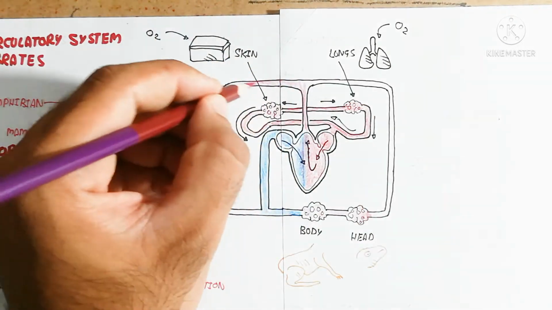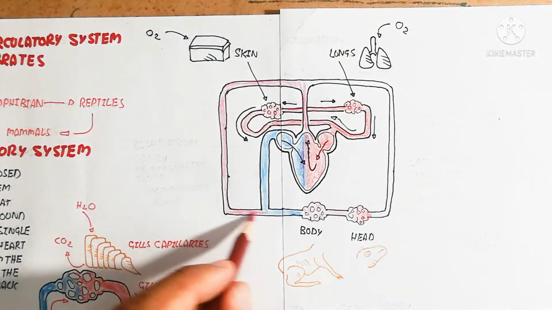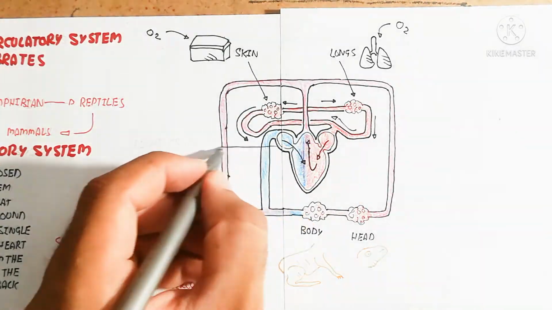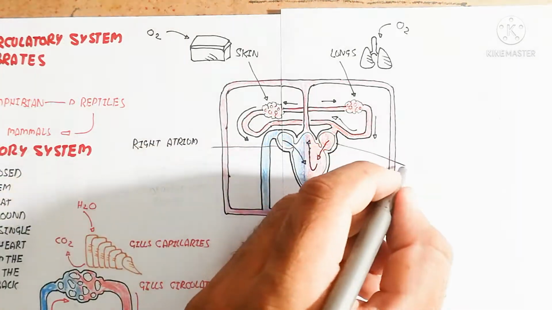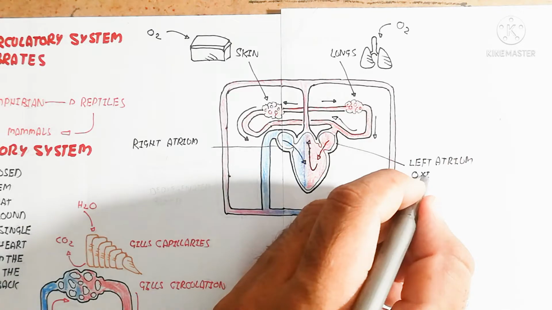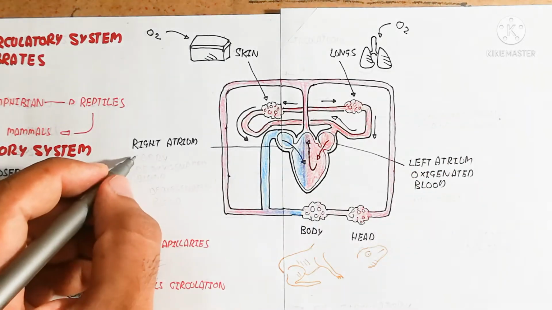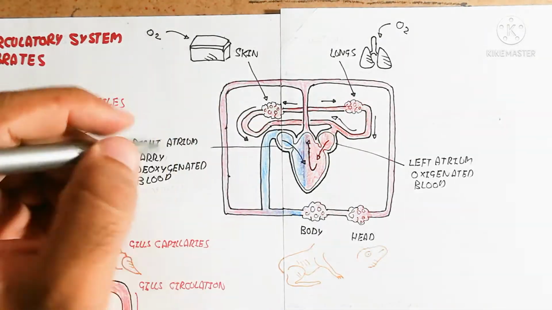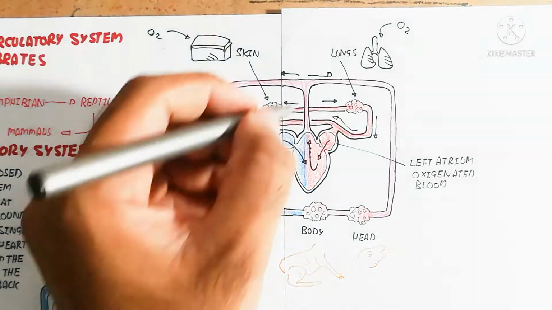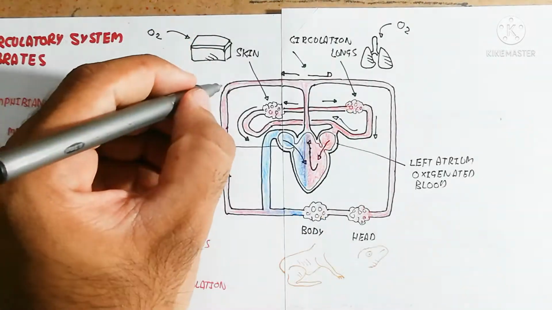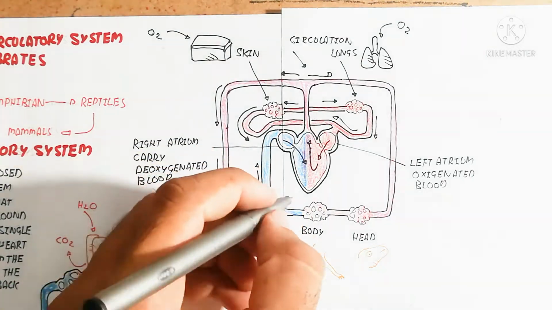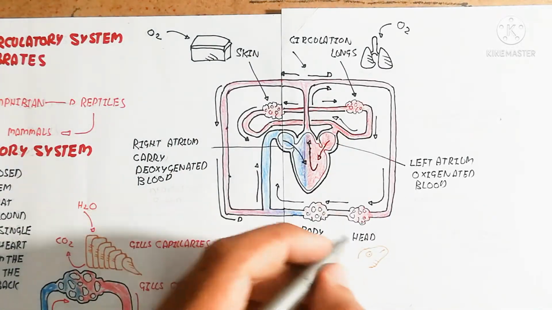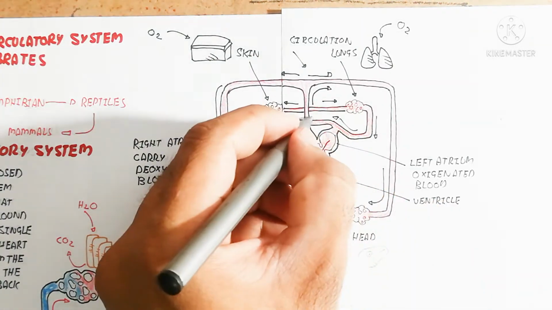This oxygenated blood will go into the left atrium, and the left atrium and right atrium give the blood into the ventricle. So this ventricle will mix the blood. This mixed blood is less oxygenated as compared to the mammal. Why is it less oxygenated? Because the frog uses less energy, because the frog goes into hibernation. So that is why it uses less energy.